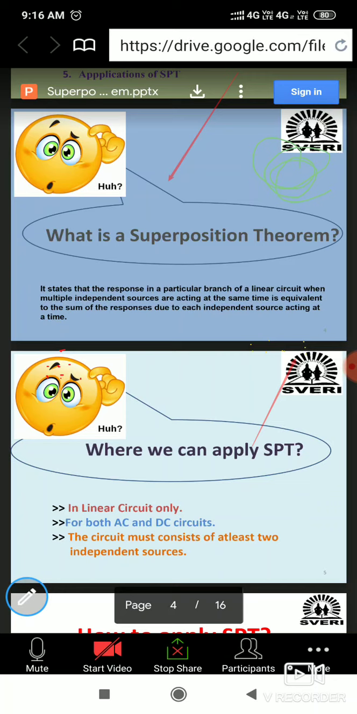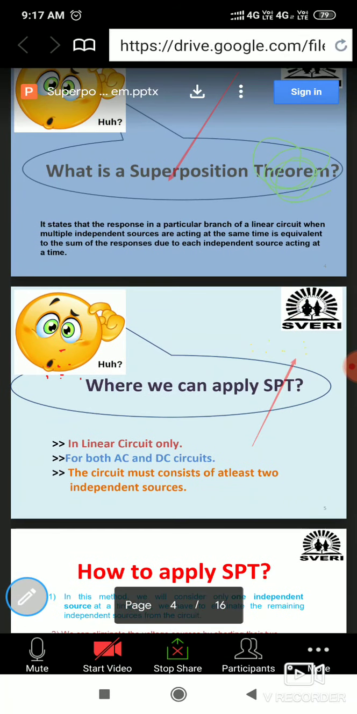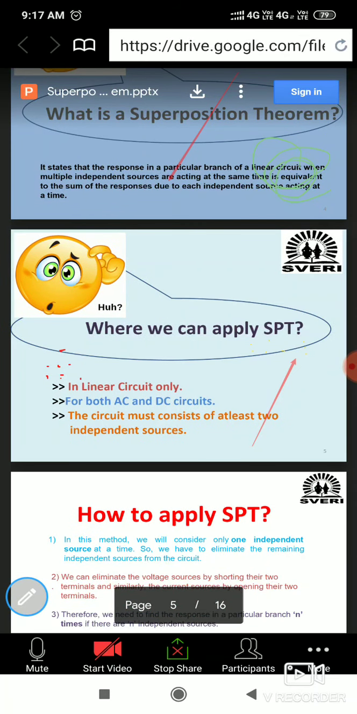So while applying the superposition theorem, we have to consider one independent source acting at one time, while the other sources we have to make non-operative. Non-operative means the independent voltage source should be made a short circuit, and the independent current source we have to make an open circuit. That we have to do while applying the superposition theorem. Okay, you already learned this and know how to use it.